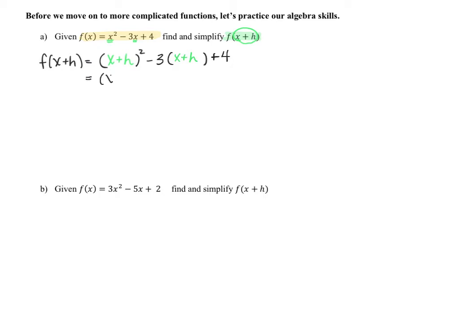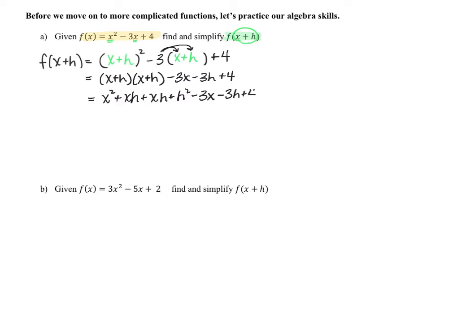Just do it very carefully so we're not making any silly algebra mistakes, especially right here. X plus h, the quantity squared, means we have to multiply it by itself. Then we're going to distribute negative 3: x minus 3h plus 4. Then multiply x plus h times x plus h. So that'll be x squared plus xh plus xh plus h squared minus 3x minus 3h plus 4.